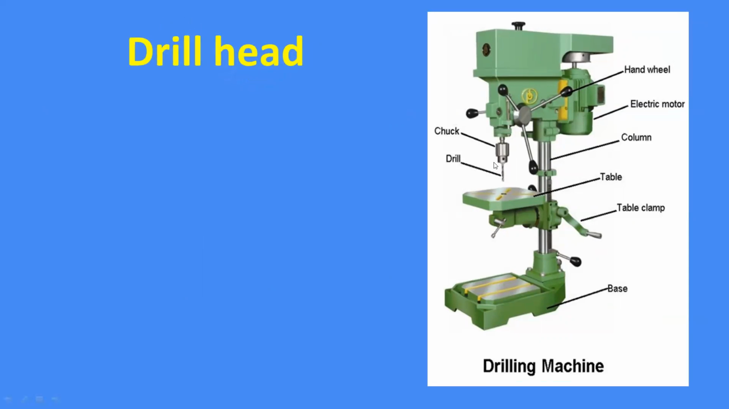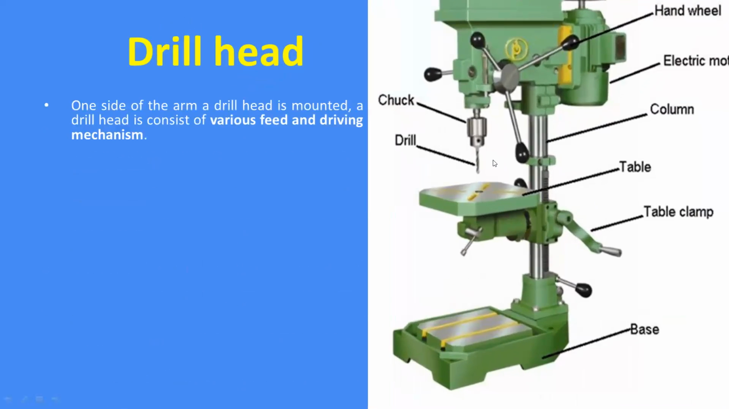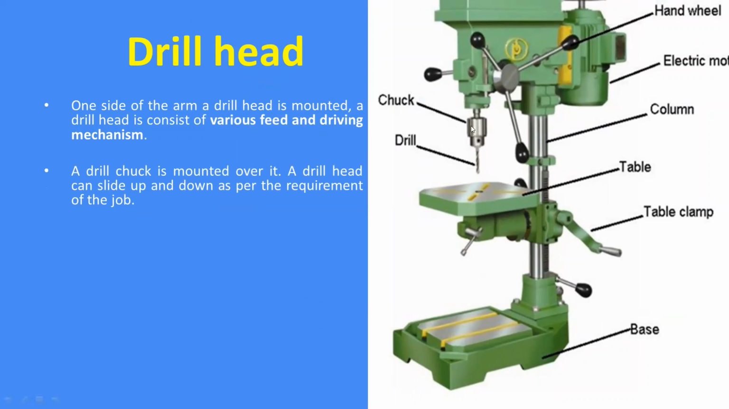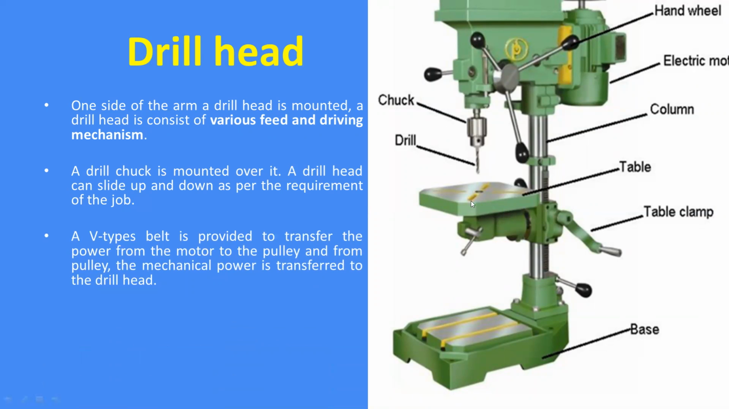Next one is a drill head. Okay, on one side of the arm a drill head is mounted. It consists of various feed and driving mechanisms. You can see this is the chuck. A drill chuck is mounted on it. A drill head can slide up and down as per the requirement of the job. You can see here, this is a chuck, and in this chuck a drill is fitted. We can move it based on our requirement of the machining of the tool.